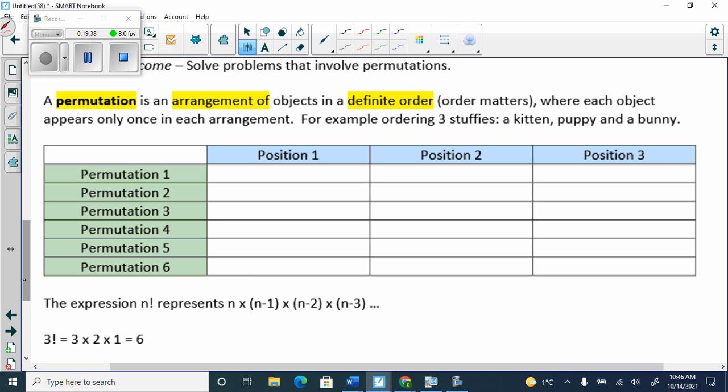Okay, good. So, in the first blank, I could have a kitten. I could prop the kitten up, and then beside the kitten, I could put the puppy, and then beside the puppy, I could put the bunny. Or I could start in position 1 with the kitten. And if I just go puppy and bunny again, is there any difference? No, but what could I do to make a difference? Switch the bunny and the puppy. So I could go bunny and puppy, and then it looks different, doesn't it?